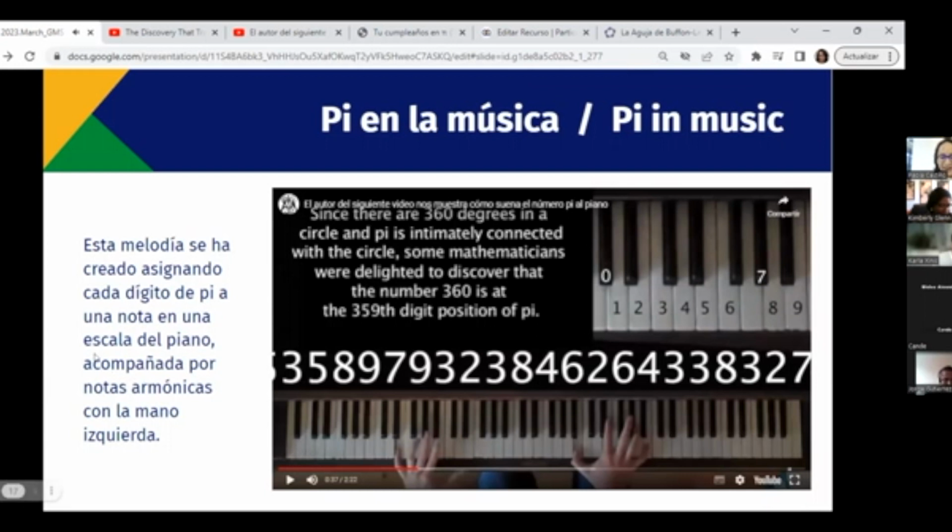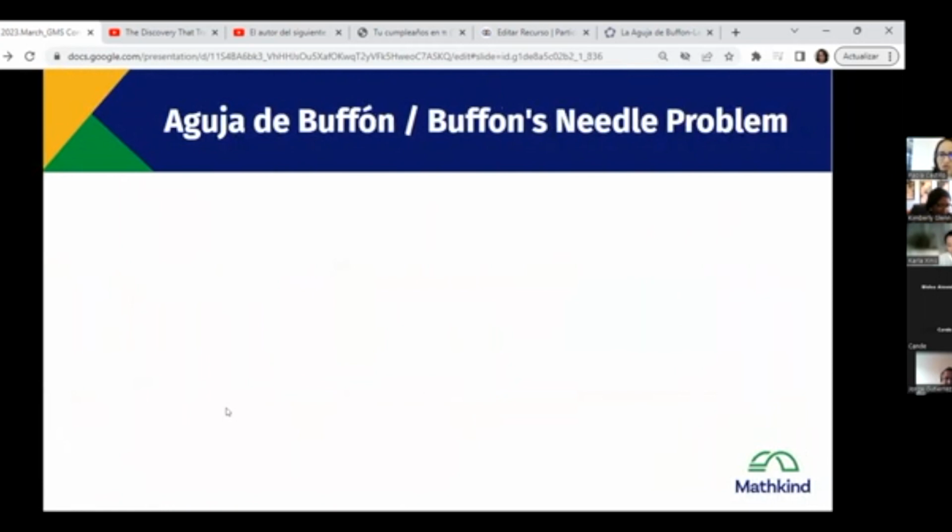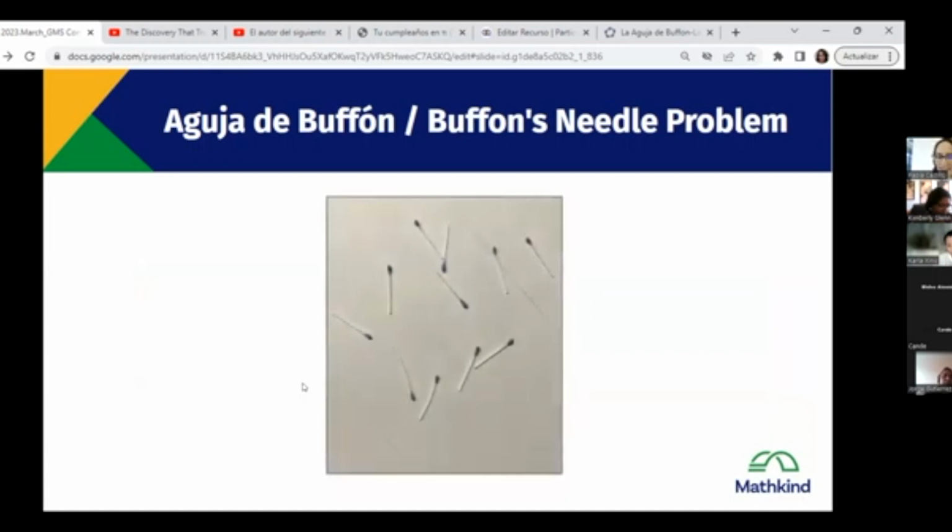You just saw that you can do music with pi. It's infinite. They chose 115 digits, but you could have this melody going on forever. There does not exist a pattern, but music uses patterns, and even then you can create a melody as beautiful as the one you just heard.